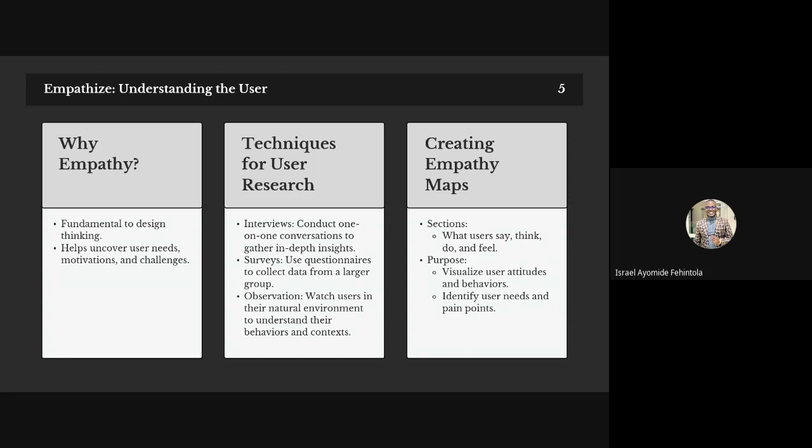Then after you've done this, you create an empathy map. An empathy map is like a 4-quadrant box. In one box, you put a summary of what your users say. In another quadrant, you put what they think. In another quadrant, you put what they do, and in another quadrant, you put what they feel. With that, you'll be able to visualize who your users are.